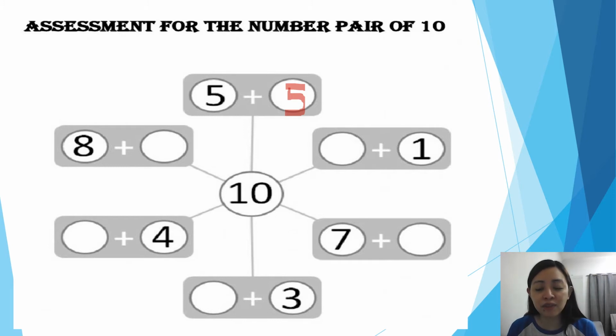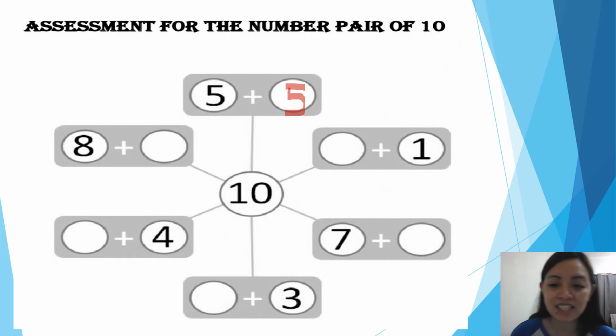Now, kids, can you do the other numbers? Okay, I'll give you a few minutes. You can pause this video first and then play again once you are finished. Okay? Now, let us check if our answers are correct. 8. Okay, so this number is 8. What number can be paired with 8 to come up with 10? Correct. 2.